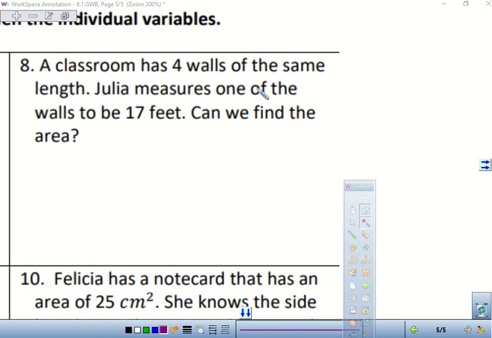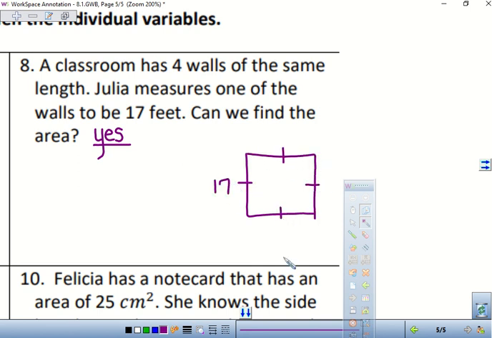A classroom has 4 walls of the same length. Julia measures one of the walls to be 17 feet. Can we find the area? 17 times 17 times 17 times 17. Not quite. So we can find the area, right? So this is a classroom, and it has 4 walls of the same length, right? So they're all the same. So this one's 17, and this one's also 17.